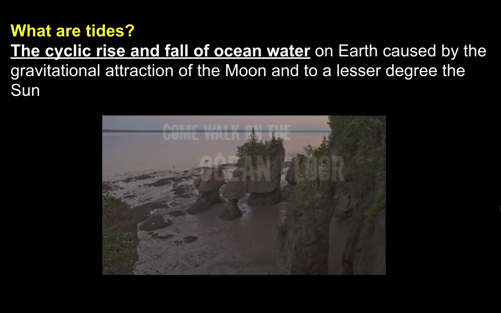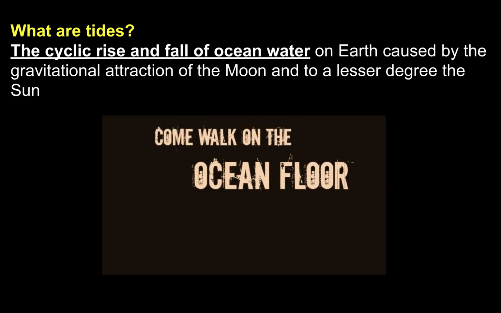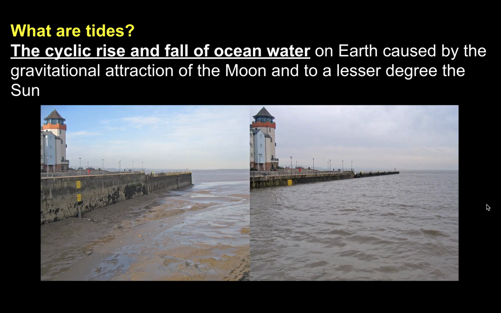If this video continued further for the day, we would see that it would go back up again and back down again. And then the next day, back up again, down again. You get the point. That is why we call it cyclic, is it happens over and over and over again. That's what cyclic means. We have this rise and fall of ocean water.